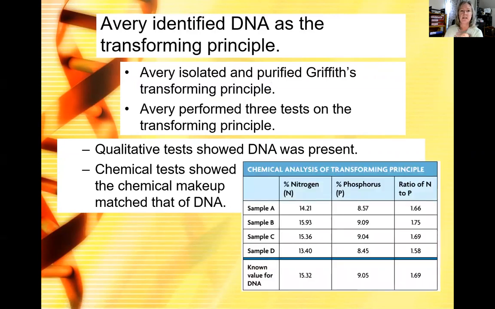to show that DNA was present. DNA is a chemical compound, so it's made up of nitrogen and phosphorus bases. And then looking at the samples, he found that the percentages and the ratios of nitrogen to phosphorus were the same. So this is a known value for DNA, and that was comparable to what was being found in bacteria. So this further helped to establish that DNA was that transforming principle in the bacteria in Griffith's experiment.